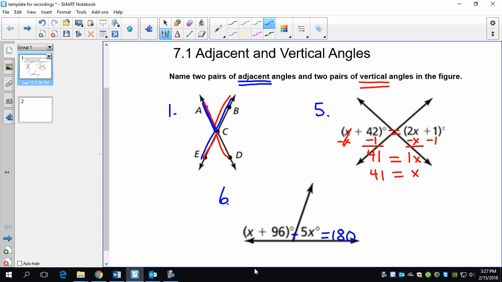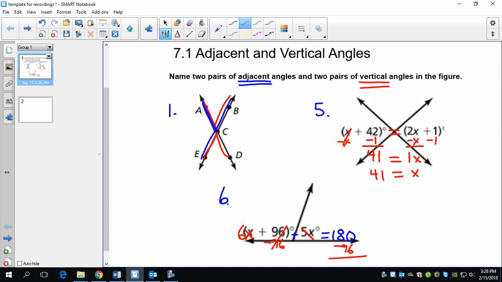So we want to combine our like terms. So we're going to add 5x and x, give us a total of 6x. Let's just move that 6x over there. And then if we're adding 96, we have to do the opposite, which is subtract 96. So we're going to subtract 96 on that side, and we're going to come up with our answer when we subtract 96. We're going to get 84. So 180 minus 96 is 84.